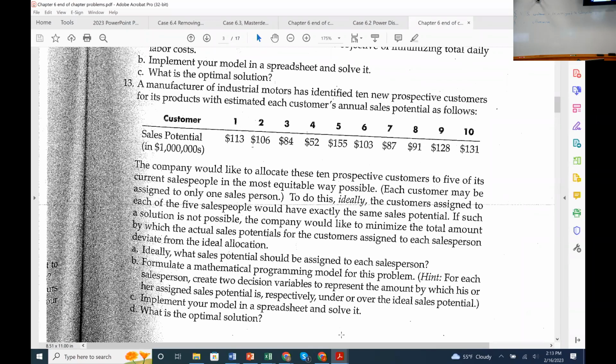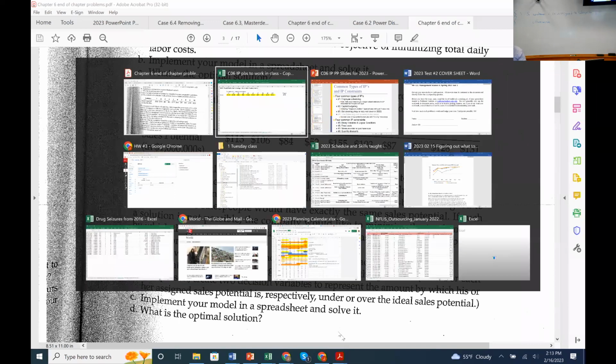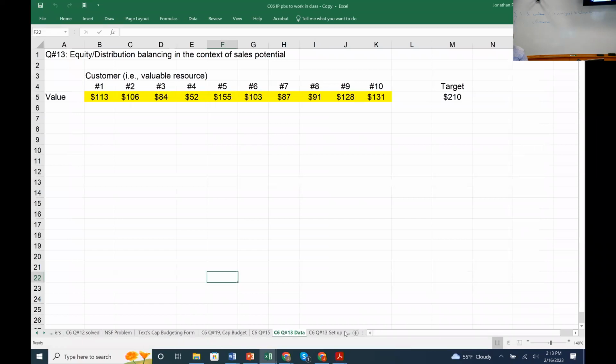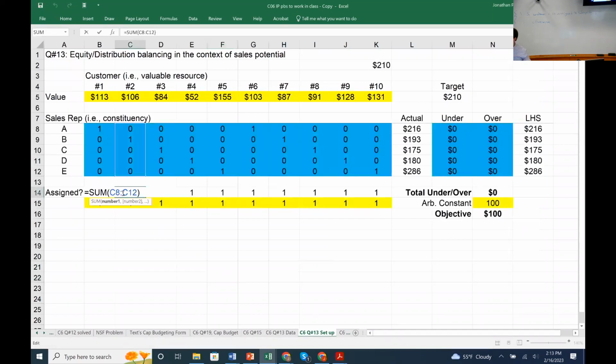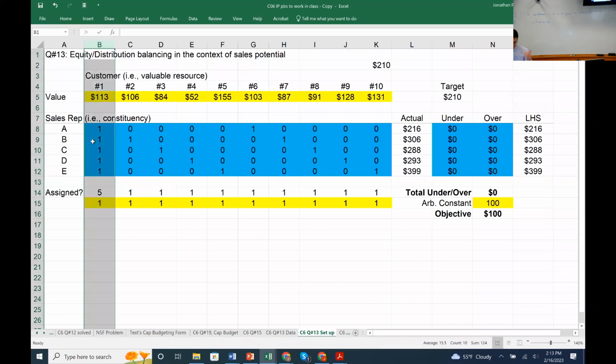In a transportation problem, we will sum down the column and also sum across the row. We do sum down the column here, and summing down the column says how many salespeople is that customer assigned to? For instance, if we had a solution that looked like this, that would say customer number 1 is assigned to all 5 salespeople. We don't want that. So when we sum down the column, we're just going to force those to be equal to 1.